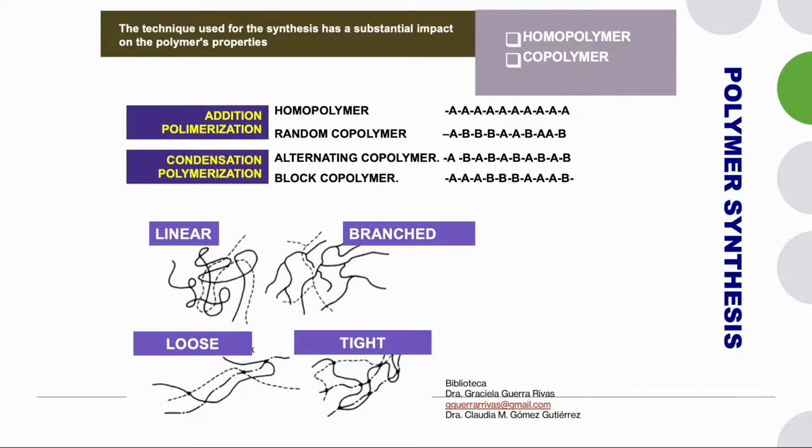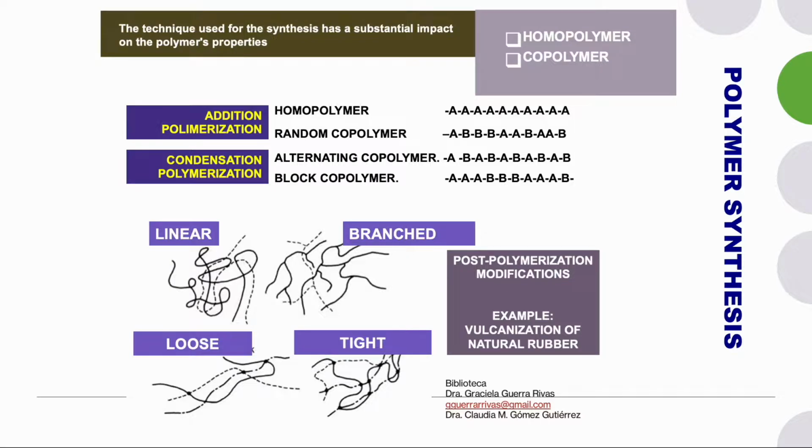Another essential feature is that a polymer can be modified. In other words, producing a new functional polymer from a reactive polymer precursor is possible. This procedure is called a post-polymerization modification. An example of this is the vulcanization of natural rubber using sulfur or the nitration of cellulose.